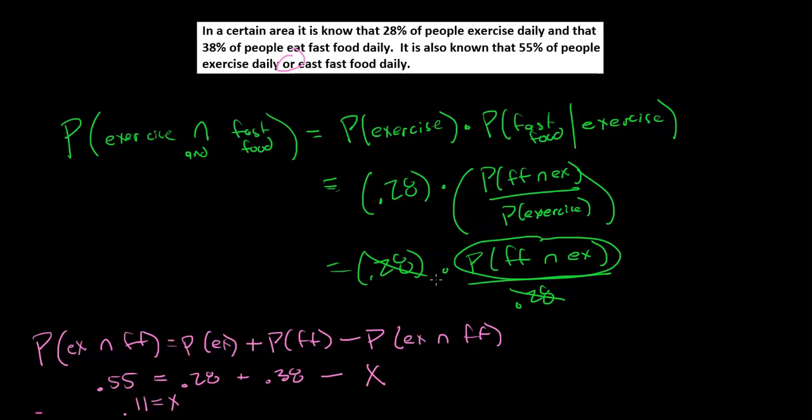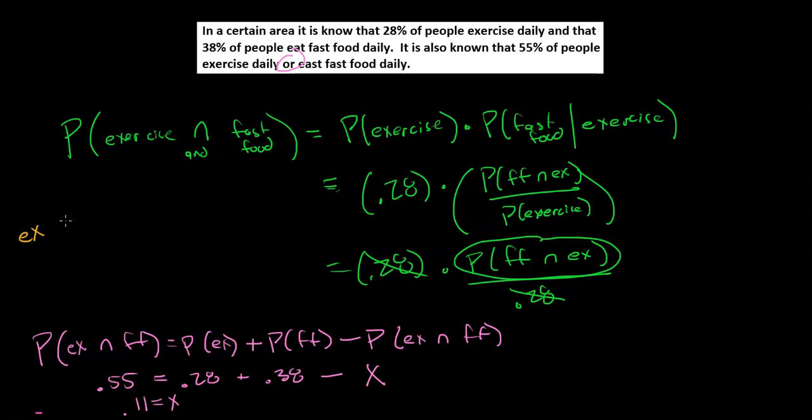So there it is. 11% of people exercise and eat fast food daily. Well, that's not extremely low, but it's not surprising that it's a little bit lower, because if you exercise, you're probably healthy. Why would you eat fast food? But again, 11% of people do both.